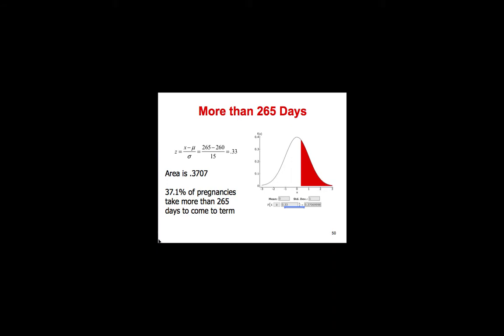The next question asks more than 265 days. So now our x value is 265. The mean is still 260 and the standard deviation 15, and that cooks up to a z-score of 0.33. Again, we're going to use StatCrunch's online normal calculator, and it reports back that 37.1% of the pregnancies take more than 265 days.